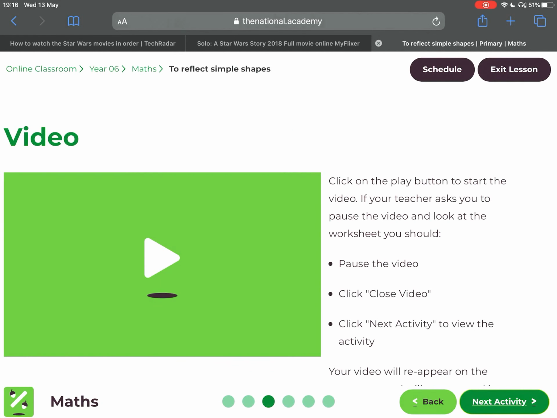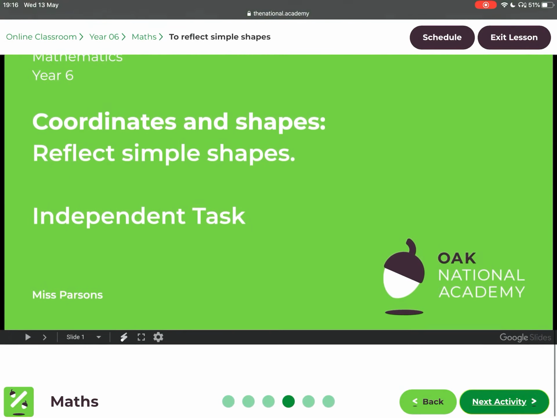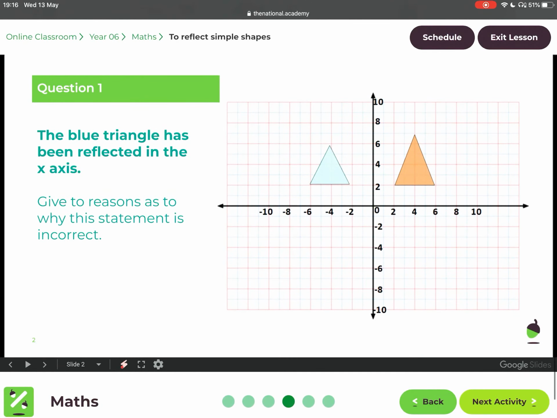After this, you have your video with Mrs. Parsons. So what you're going to do in the video is, like I said earlier, learn how to describe reflections, and then reflect some shapes on a coordinate grid. After that, you would have your independent task here. The blue triangle is being reflected in the x-axis. Give reasons as to why this statement is incorrect. Well, one of the reasons could be that when you reflect a shape, the shape stays the same, only the coordinates change. But here you can clearly see that this triangle is much bigger than this triangle.